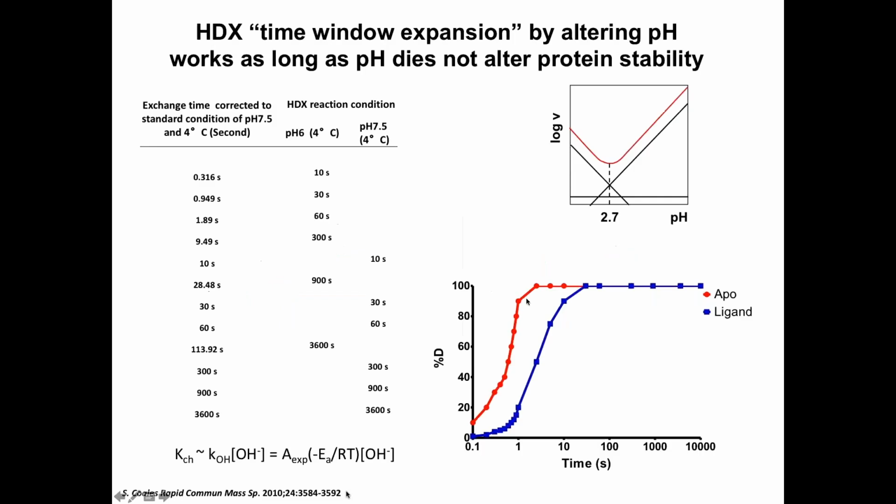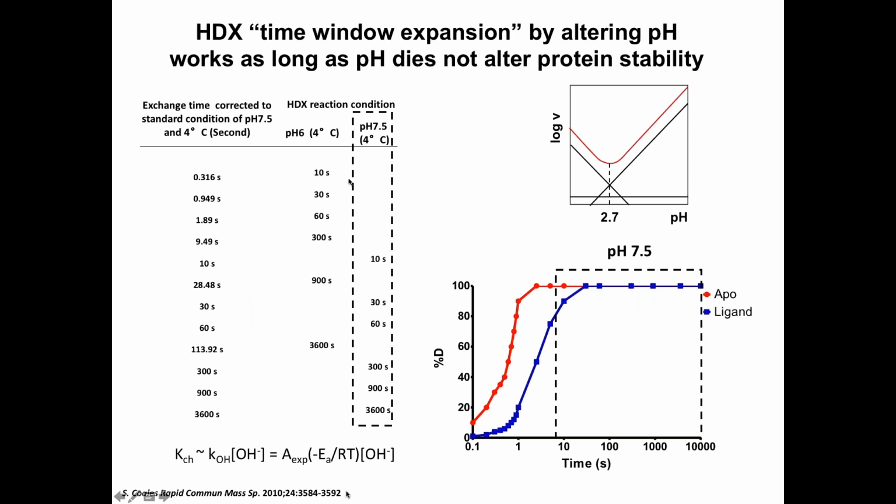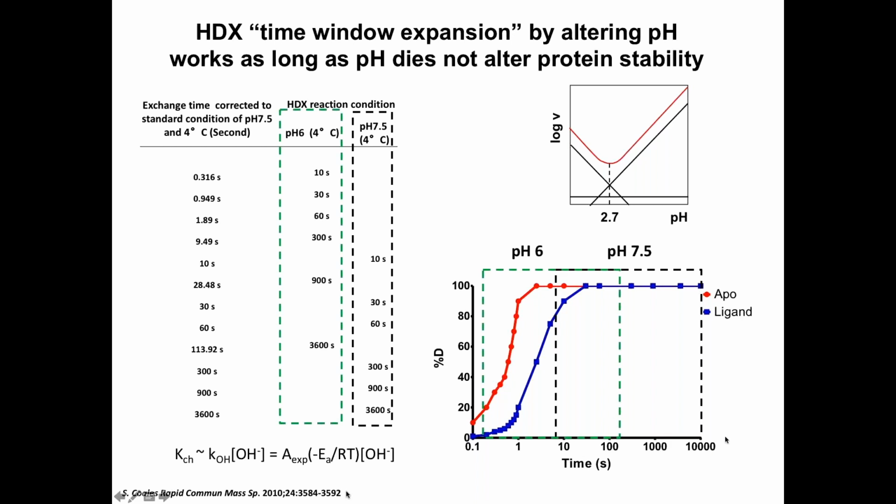So there are ways to deal with this, and it's often referred to as time window expansion, and that's taking advantage of the pH effect. So if you generate data on a protein at pH 7.5, this is the experimental time window that you're in, but with your analytical platform under the same time window or time points, if you're at pH 6, you've slowed down the exchange rate, so you effectively start collecting data in the earlier time window.